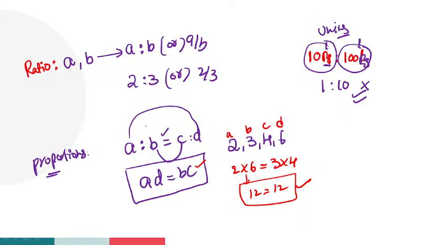Proportion means two ratios are equal. Okay, for example, 12 and 10. Is it a proportion? No, it is not a proportion. The proportion formation is AD is equal to BC. Is it clear, guys, all of you? Any doubts regarding these 2 points? What is the ratio? What is the proportion?